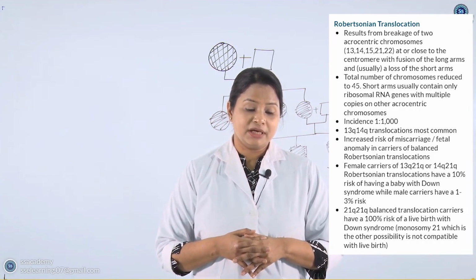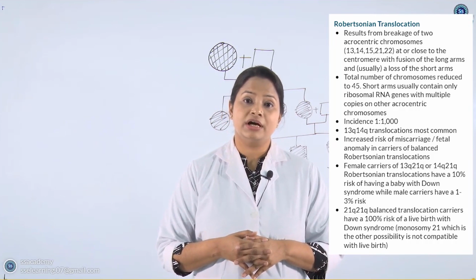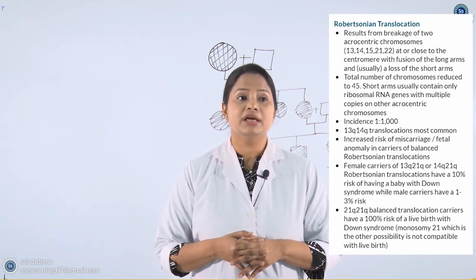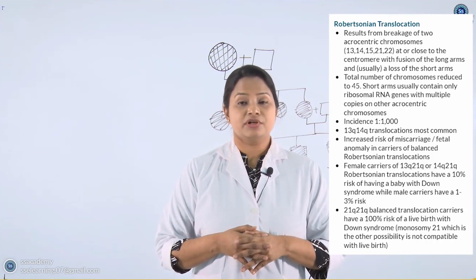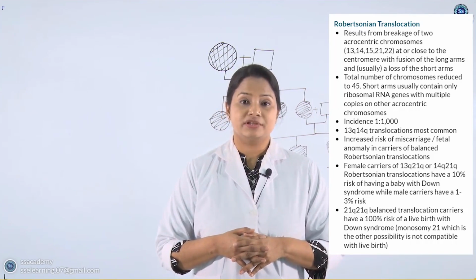So you have to remember reciprocal translocation occurs in metacentric chromosomes. Robertsonian translocation occurs mainly in acrocentric chromosomes.